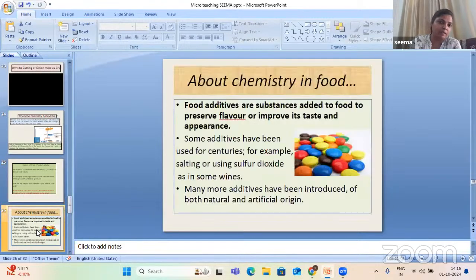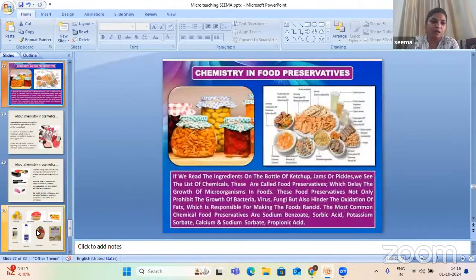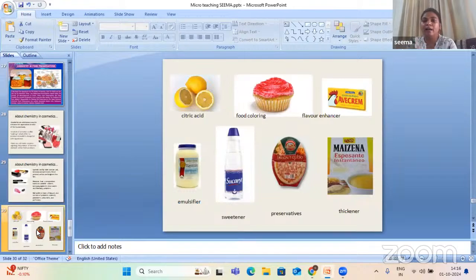And then I explain the chemistry of food and cosmetics. In the end, I display a visual slide of questions: what ingredient is present in the lemon, what ingredient is present in the ice cream. So in this way, I'm explaining my concept and my thoughts to the students, and in the end, I summarize all the points so that they can understand better.